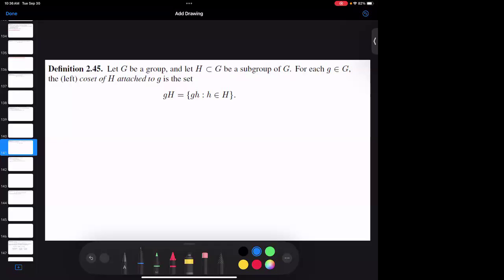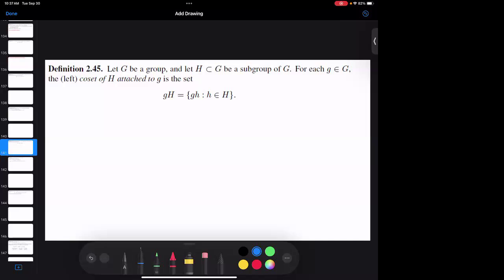So let G be a group, and H is going to be a subgroup. Why do you think we use H for subgroup? Subgroup doesn't have an H in it. Why would we? After G. Yes, after G, right? So if I use the letter H, it's almost surely going to be a subgroup. You still have to put in subgroup. If I'm not sure what it is, maybe I'll use the letter S for set or subset.